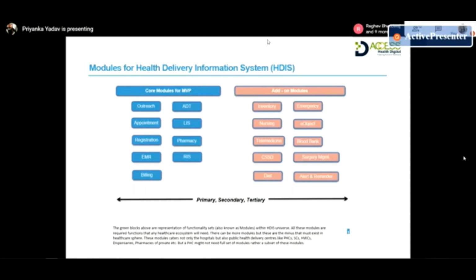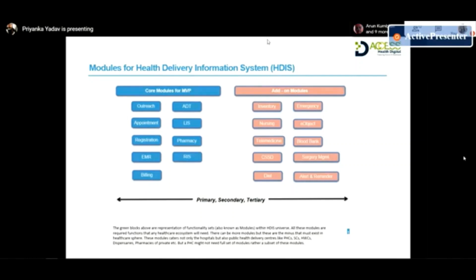The core modules of MVP are, again, appointment. I need an appointment management system, because patients can request appointments, and there will be better queue management if there is an appointment system in place. I will need a registration module to register a patient. I will need a billing module to bill the patient who visits my clinic or hospital. I will need a basic EMR, even if it's just a SOAP note, just that much information to be captured. I don't need a full-fledged EMR. I just need that much to start with.